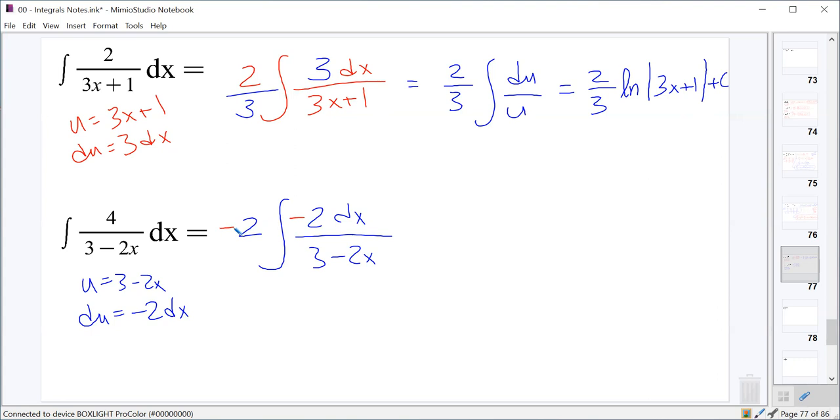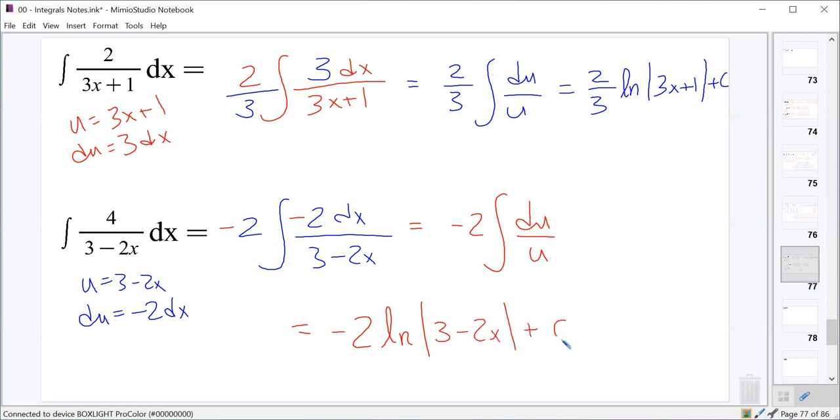which means we'll need to throw a negative sign on the outside of it, turning this into negative 2 times the integral of du over u. And we've done enough of these, I think, to see that this is now just negative 2 natural log absolute value of u plus our constant.